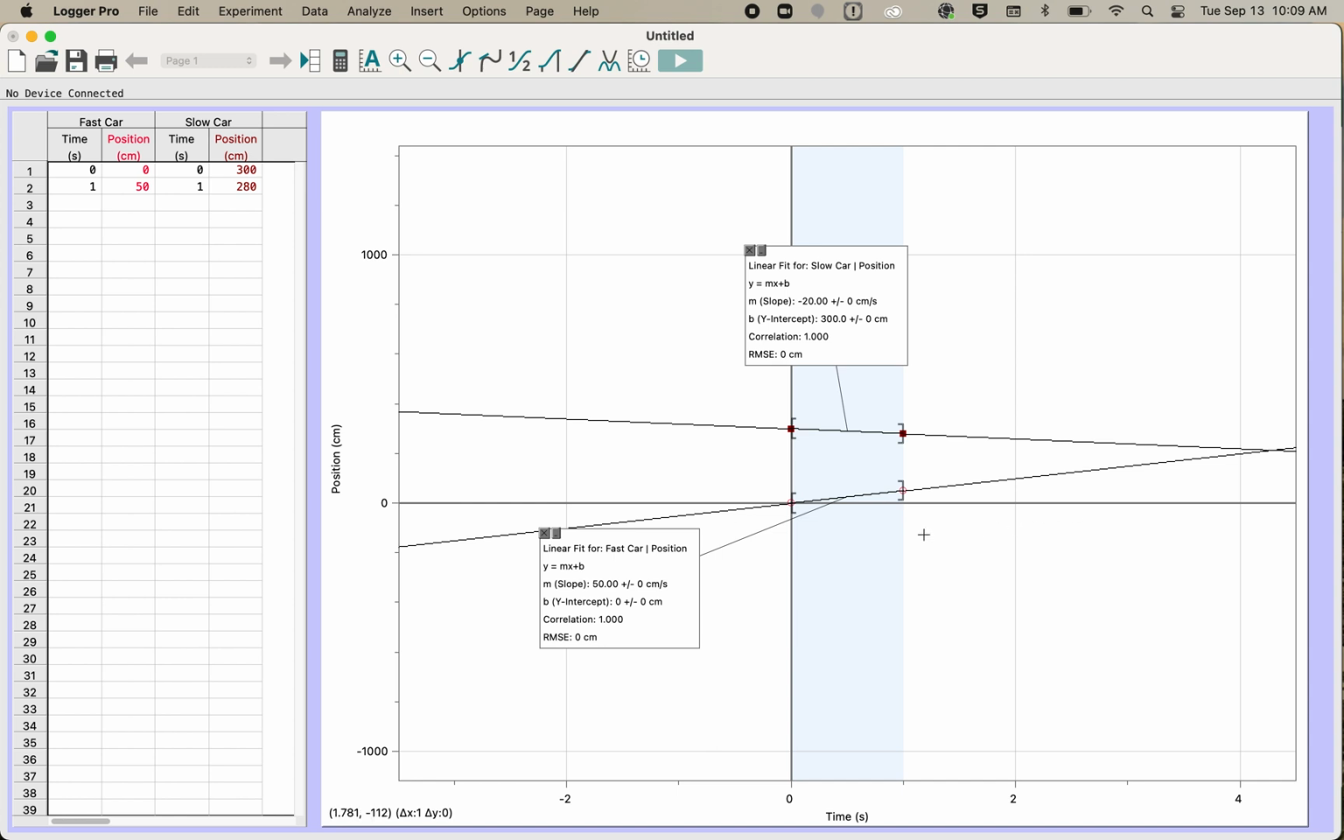So in this example, we have a car that's moving upwards at 50, a car that's moving downwards at 20. They started 300 centimeters or 3 meters apart. And as you can see here, they converge at one point. They both try to occupy the same position at the same time. And that is also known as a collision.